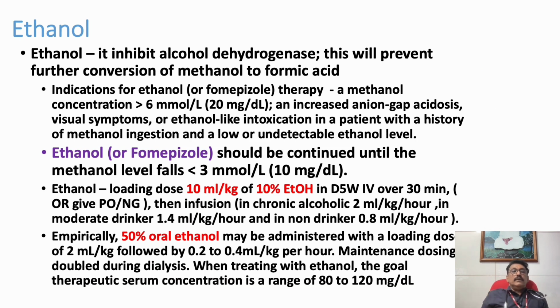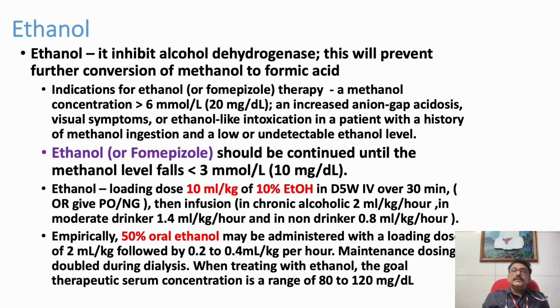Now, ethanol or fomepizole, that is the next treatment option. If methanol concentration is more than 20 milligram per deciliter with increased anion gap acidosis or visual symptoms, then we have to give fomepizole or ethanol. Ethanol can be given as IV or oral. It can be prepared in your pharmacy as 10% ethanol in dextrose water, 10 ml per kg IV over 30 minutes. It can be given as IV or by the oral route through the Ryle's tube.